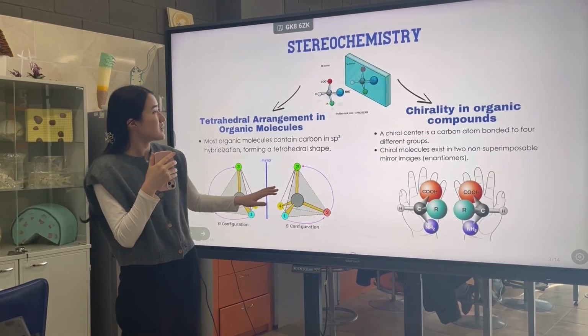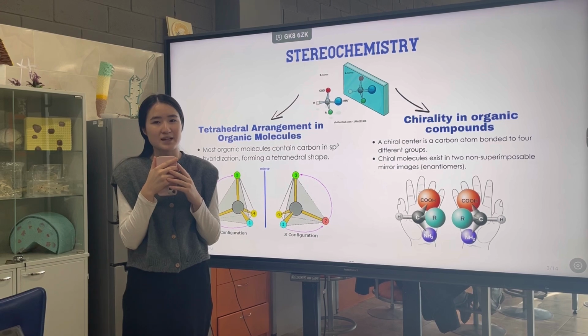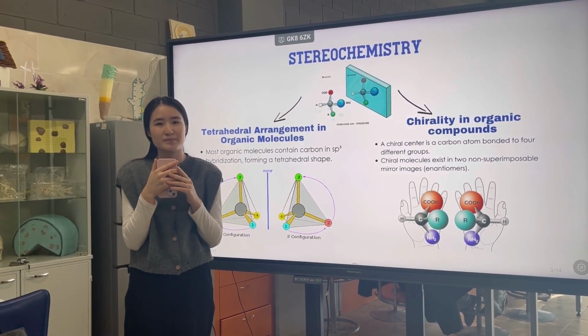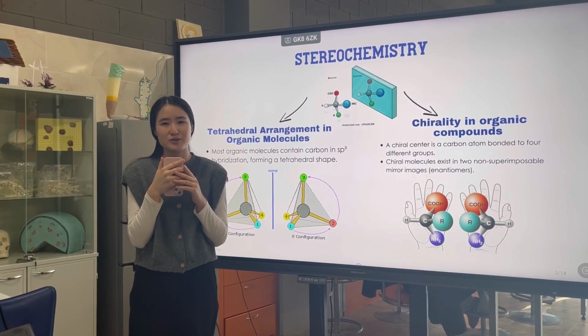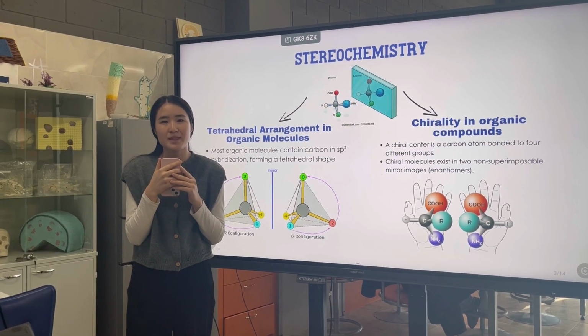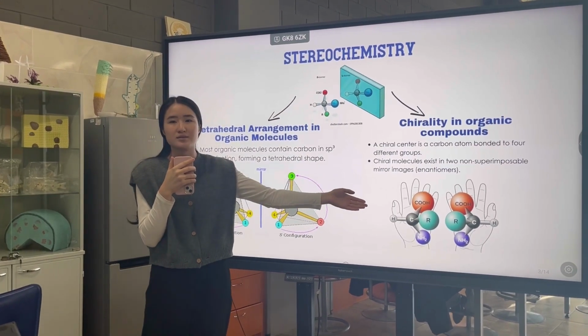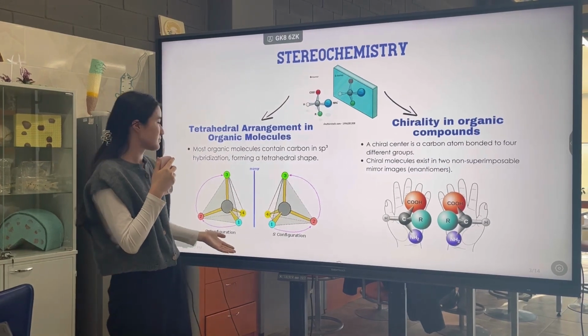So, next. In organic chemistry, many molecules have tetrahedral structures due to sp3 hybridization of carbon. For example, a carbon atom attached to 4 different groups forms a chiral center, creating two mirror image molecules called enantiomers.